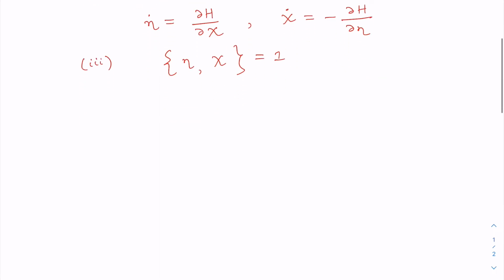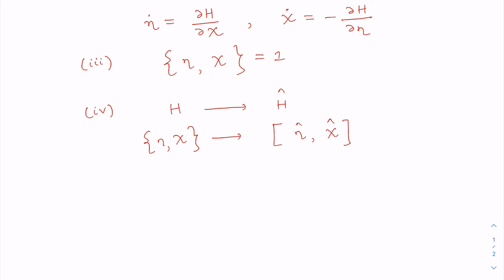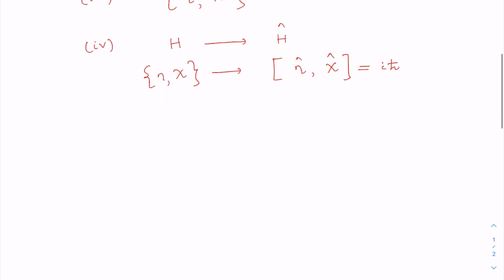Once I dig out the canonically conjugate variables, quantization is straightforward. This classical Hamiltonian would now be represented by an operator, and this Poisson bracket relation would be replaced by the so-called commutation relation in quantum mechanics. Eta and chi would now take the form of operators, and the commutator would be equal to i h-cross. So this is basically the procedure for canonical quantization.